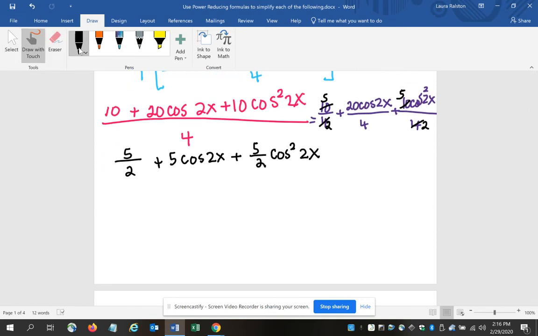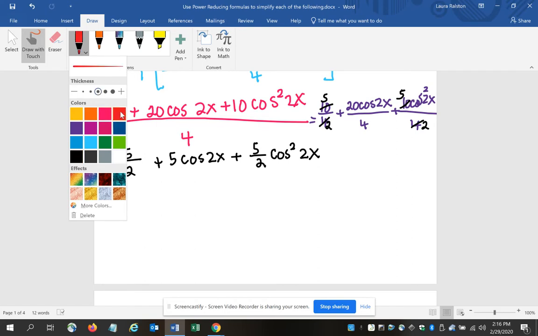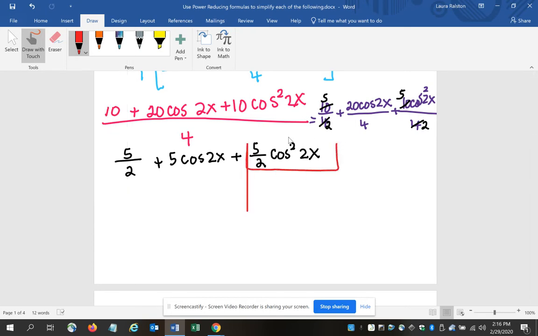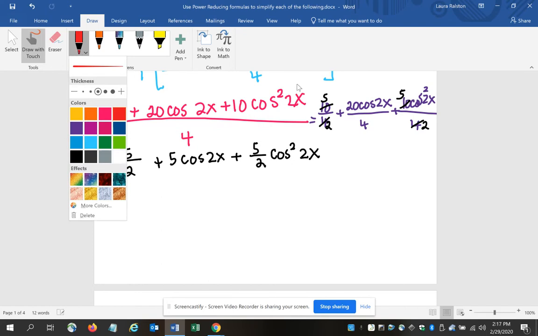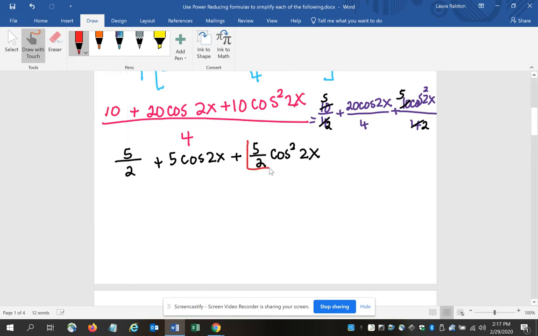But guys, you're really not finished because you're trying to get rid of the exponent on your trig function. And this last term here still has a squared term. Okay, and so we have to fix that. We're not finished because, again, this last term here, 5 halves times the cosine squared of 2x, you still have an exponent, and we're trying to get rid of the exponents. So we're going to have to use our power reducing formula a second time on that particular piece.